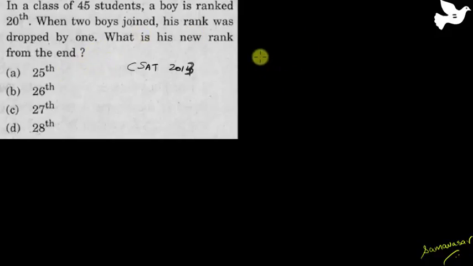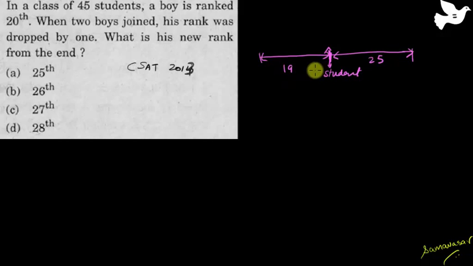So let me show you a representation of the beginning. There are 45 students, and a boy is ranked 20th. This means there are 19 students who are ranked above him. Then there is our student himself that we're talking about. And so there are 20 students we have counted for. So after the student in the class, there are 25 students. That should be fairly clear to you.